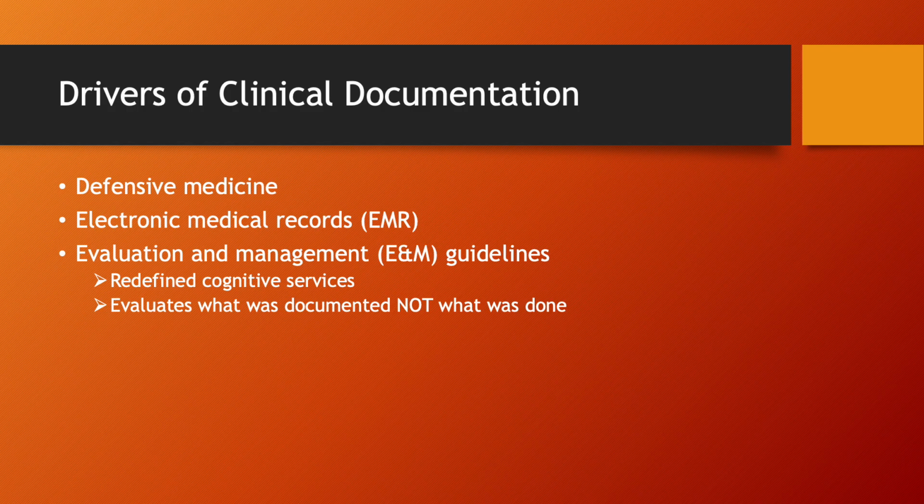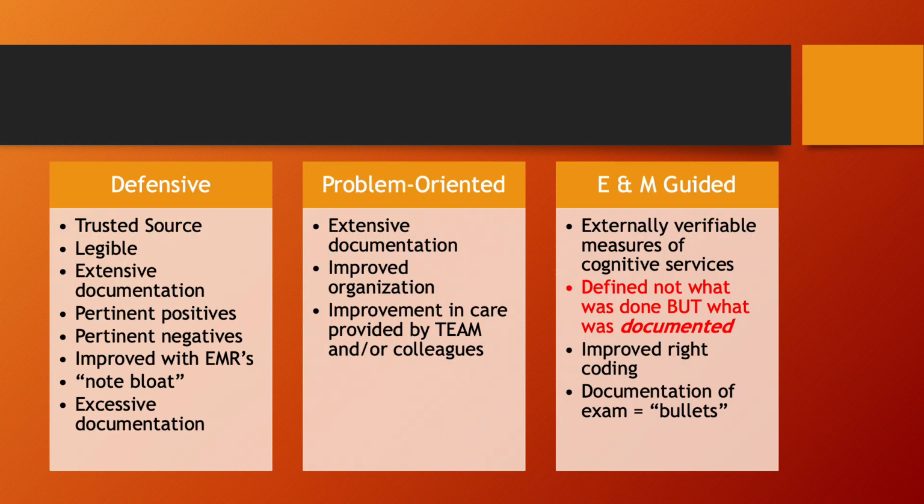They kind of put it into three categories. We have defensive medicine, and we'll go into that a little further. We have electronic medical records, and then we have what we call the evaluation and management guidelines. We're going to talk about the evaluation and management guidelines a little bit later, and those are the details that talk about how you evaluate the documentation and do your billing and coding, okay? But we will get into that a little bit further in this lecture.